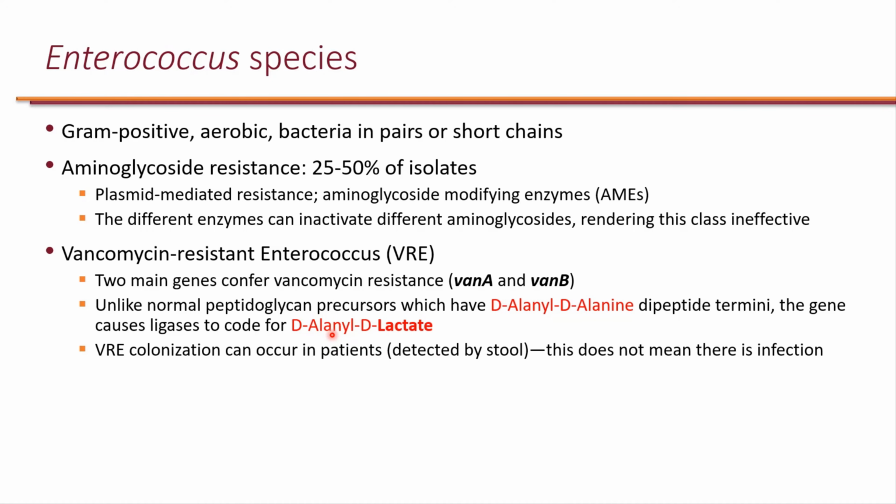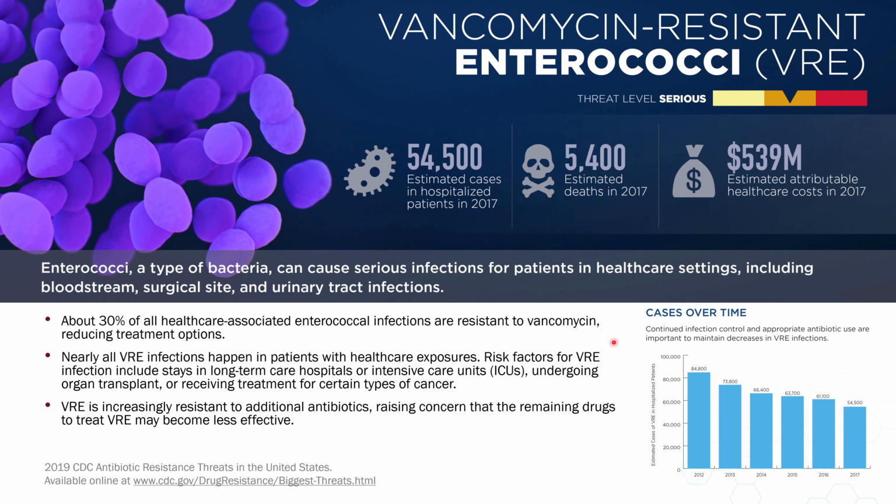So Enterococcus at this point will be VRE. It continues to replicate, and vancomycin will be ineffective. Now, Enterococcus is part of the human flora, so it is common for people to be colonized with VRE, and that's something that can be detected by screening tools on a stool sample.